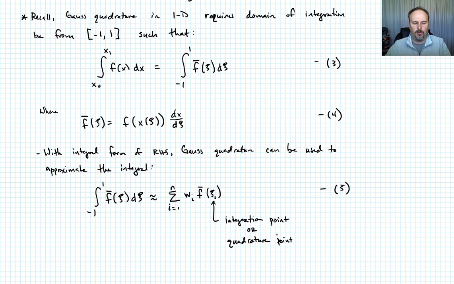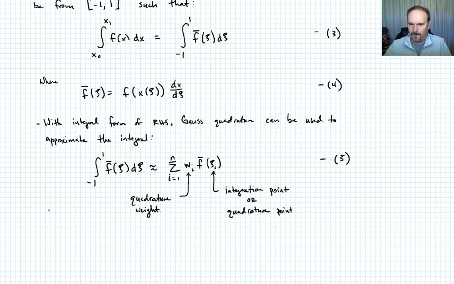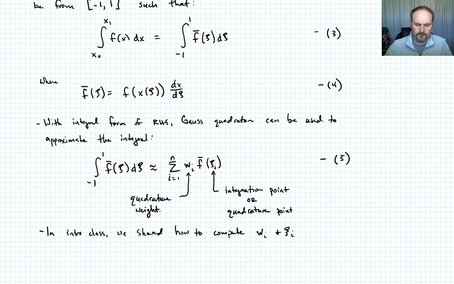Sometimes you'll hear them called Gauss points. And then w sub i is the quadrature weight. Now, in the intro class, we spent a long time talking about how we would compute those, but once you've computed them once, you don't have to compute them again, and you can just look them up in a table, okay? So I'll just remind you that in the intro class, we showed how to compute these. Okay, and the basic idea is we just force exact polynomial integration for increasing orders, okay?